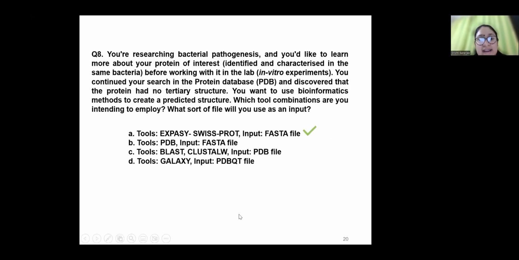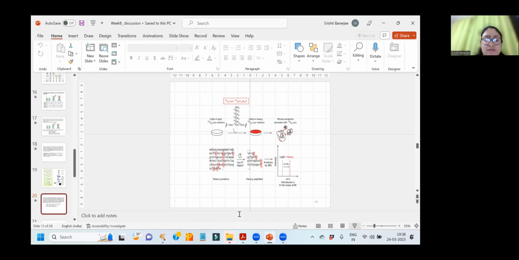Okay, so the second one, it is PDB and FASTA file. So PDB is more like it gives you the visualization of the proteins and the crystallographic structures and all of these. And FASTA file is a format. Blast and Cluster W are mostly used in multiple sequence alignments and homology, like alignments and more of evolutionary, how they are evolutionarily conserved. Galaxy has a different purpose. So let's just go to Swissprot.